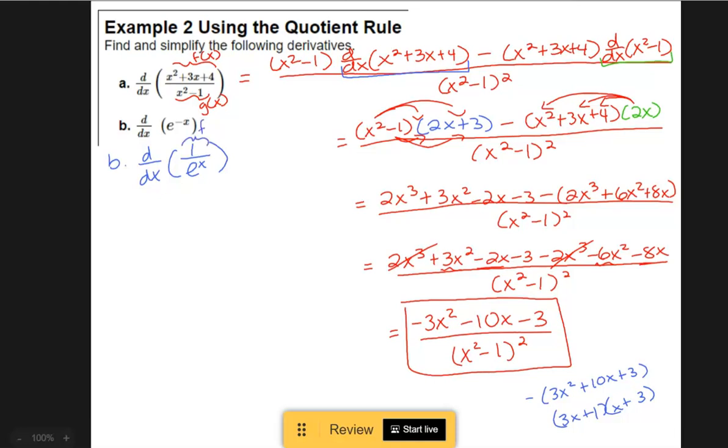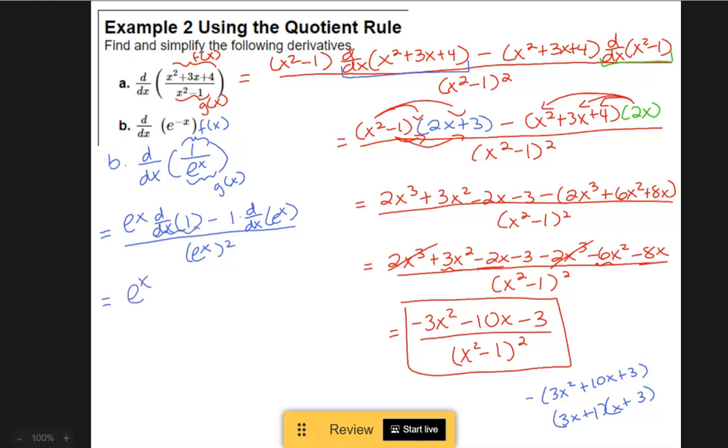So we'll still call this f of x, and we'll call this g of x. All right, so low, so e to the x, d high, minus high, d low, all over low squared. Okay.